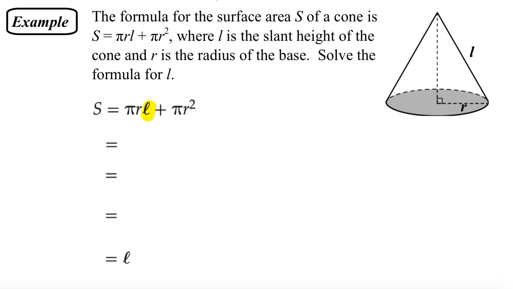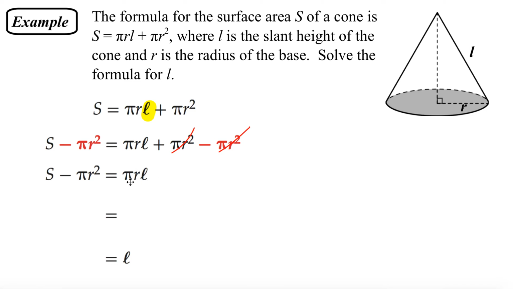So first of all, we are going to get rid of this pi r squared, and it's added to this term, so we're going to do the opposite and subtract it. And whatever we do on one side, we have to do on the other. So once we do this, these are going to cancel out, right? Those go away. So we end up with S minus pi r squared equals pi r L.